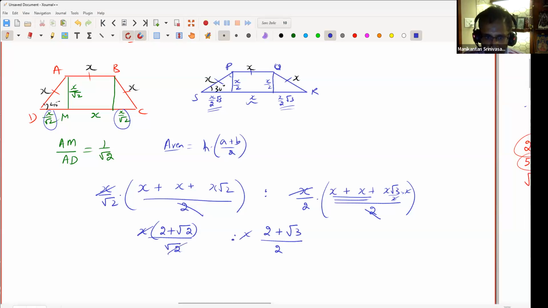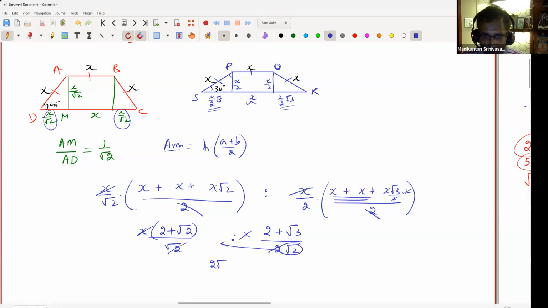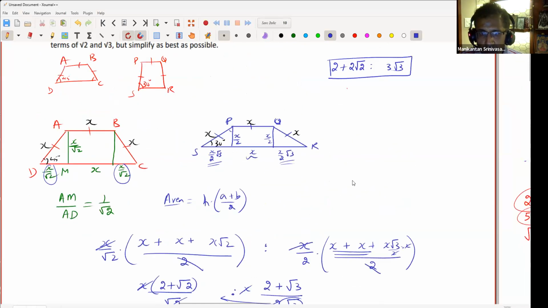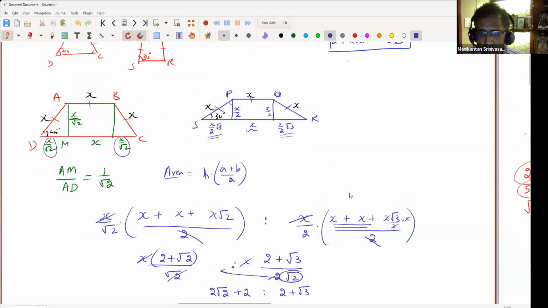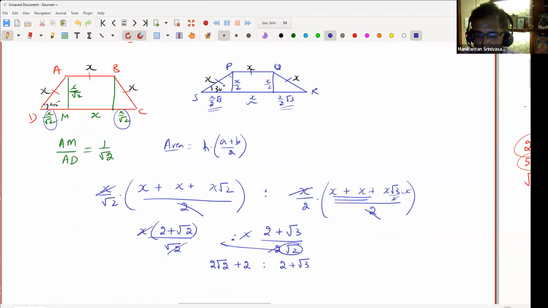Now I can cancel off 1 root 2 here, and I can multiply the root 2 upper. So if I bring this root 2 to this side, it becomes 2 root 2 plus 2. And then this becomes 2 plus root 3. Is that what he had? Let's see. 2 plus 2 root 2 and 2 plus root 3. Almost close. 2 plus 2 root 2 was there. But somehow on the second part, you have 3 root 3, Veer. I am getting 2 plus root 3.